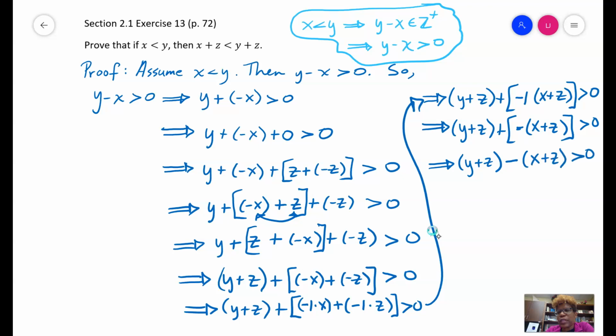Well, by the definition that we just used here, and by the way, this arrow should be a double arrow, if and only if. So x is less than y if and only if y minus x is greater than 0. Here I have y plus z minus x plus z is greater than 0. So what does that mean? That means that x plus z is less than y plus z.